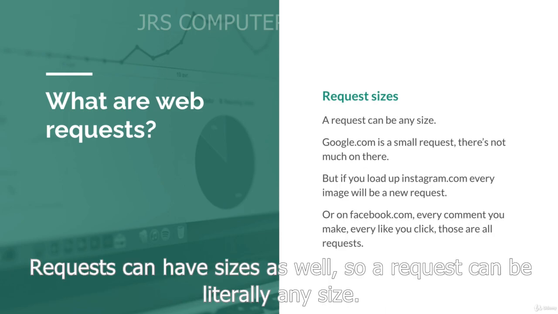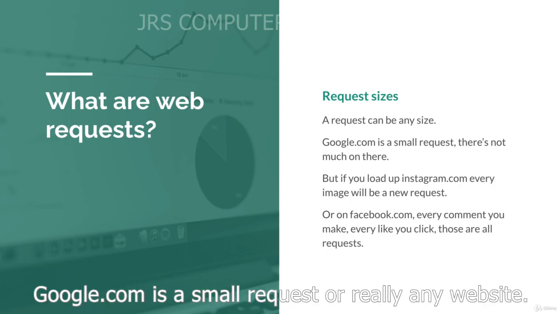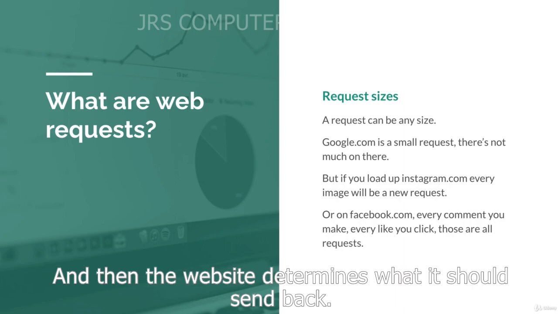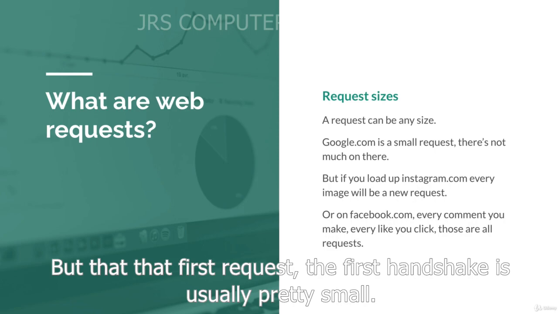Requests can have sizes as well. So a request can be literally any size. Google.com is a small request, or really any website. We're just going to the website and saying, hey, can we have the files? And then the website determines what it should send back. But that first request, that first handshake is usually pretty small.